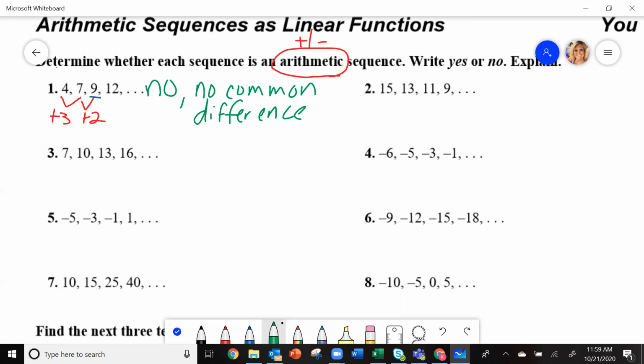So let's look at number 2. How do I get from 15 to 13? If you don't know, you take the second number minus the first. 13 minus 15 gives you -2. Well, what is 11 minus 13? Well, yeah, if you keep going -2, do we keep going down? Yes, we do. So yes, this is an arithmetic sequence, and our D, our common difference, is -2.